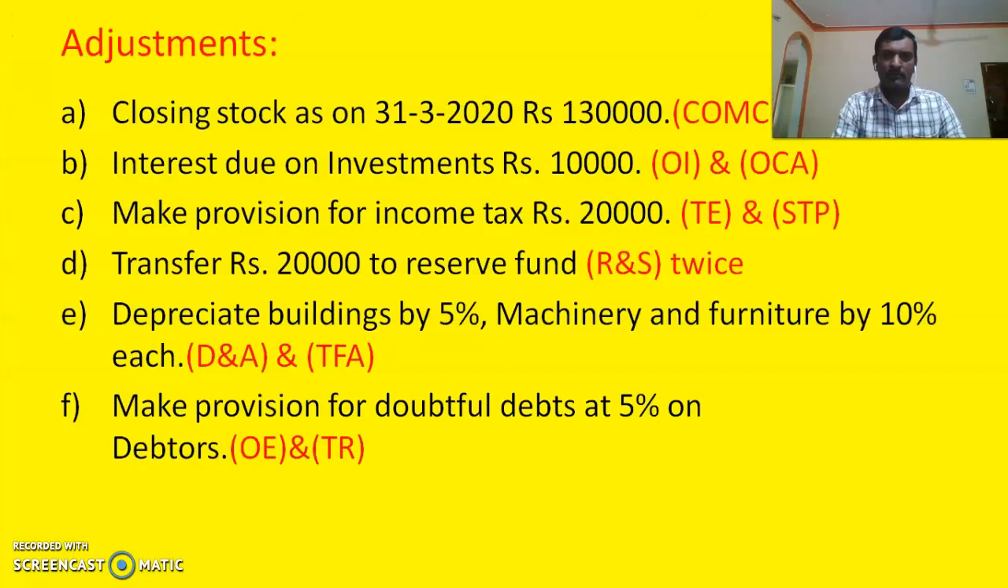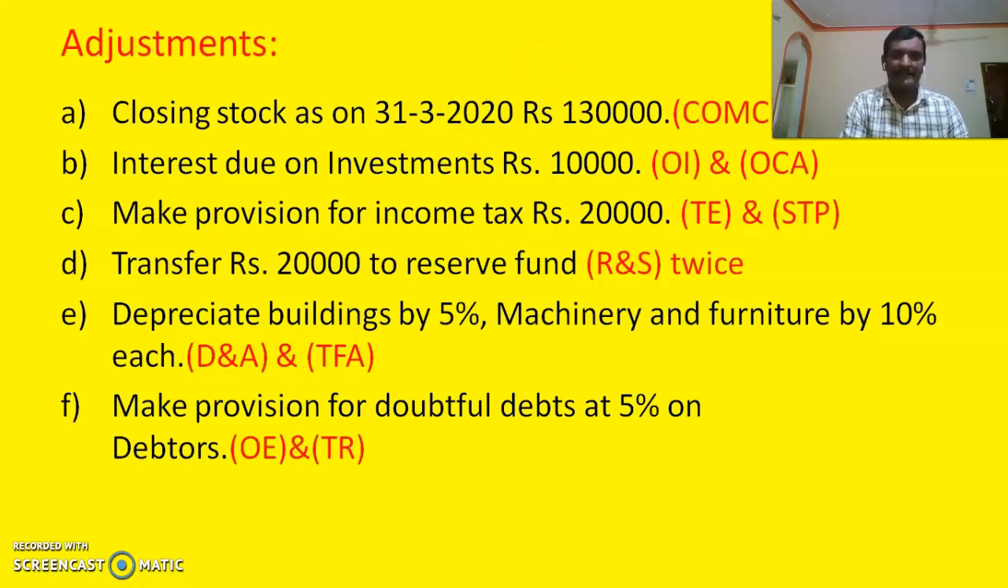One more thing, they were also given the adjustments, and I have just told you the common rule for the adjustments. Each and every adjustment is to be taken twice in the final accounts: one in the statement of assets and liabilities and another in the statement of profit and loss. First of all, there is adjustment number 1. Closing stock as on 31st March 2020 is rupees 1,30,000. It is to be adjusted under the note cost of materials consumed once, and in the statement of assets and liabilities, it is to be taken under the note inventories.